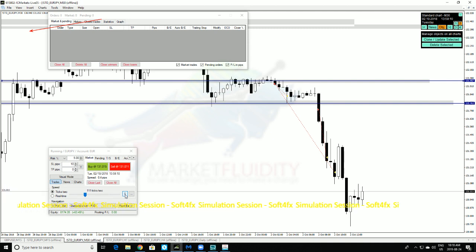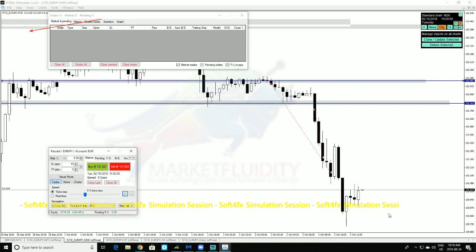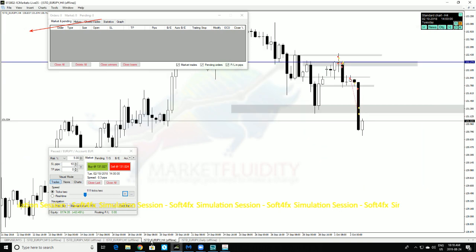Candles closing, 3, 2, 1, 0. Candles closed. 30-minute candle has closed. Let's look on the 4-hour. 4-hour has reached some sort of a support.